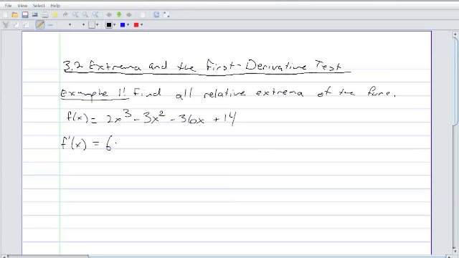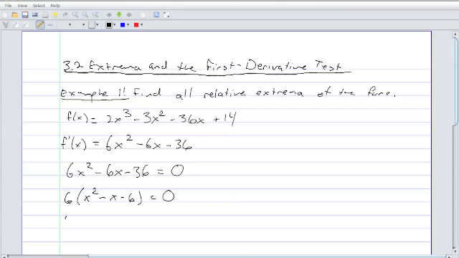That's going to be 6x squared minus 6x minus 36. Again, this is a polynomial, so we're not going to have any x that makes it undefined, but we are going to have something that makes it 0. So if we set this to 0 and solve for x, notice you can factor out a 6 from each of these terms. Then you have x squared minus x minus 6 equal to 0.